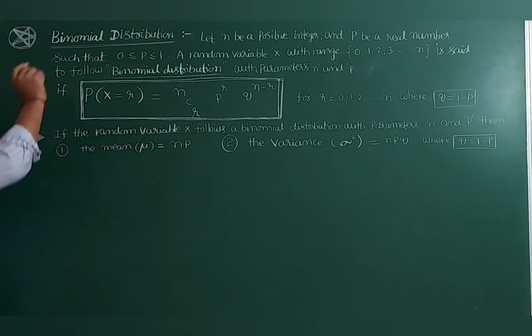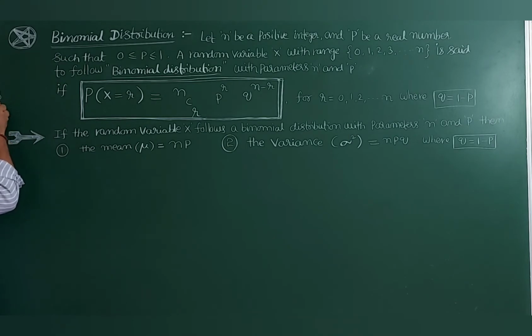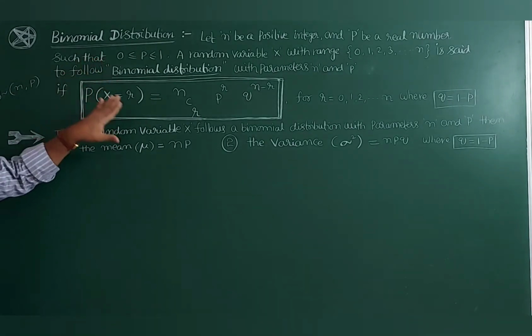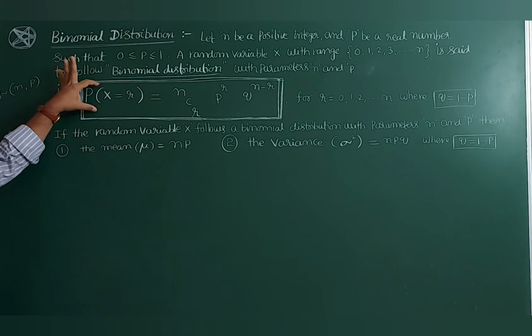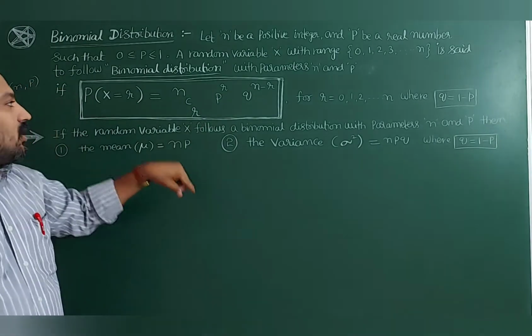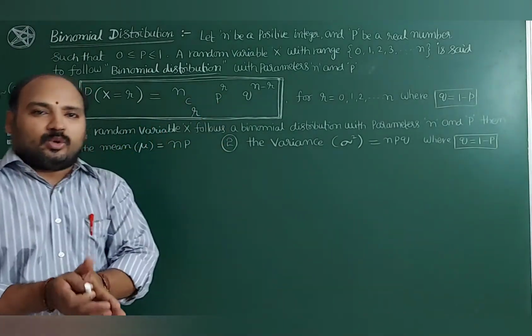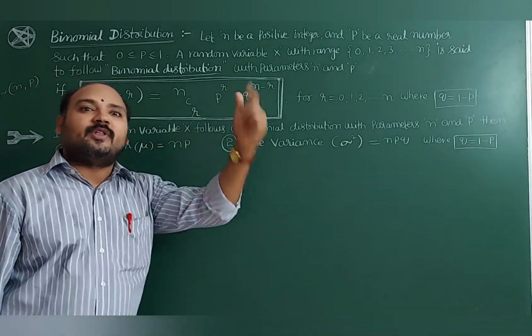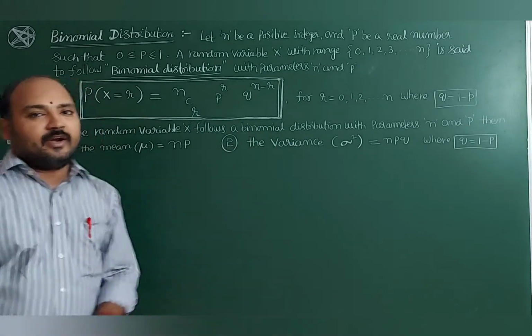Simply we can denote it like this also: B follows n comma p. That means binomial distribution with parameters n and p. You have to remember this very important formula, the probability function of binomial distribution: P of x is equal to r equal to nCr p power r q power n minus r. Generally, p is the probability of success and q will be the failure. This is the information regarding this.